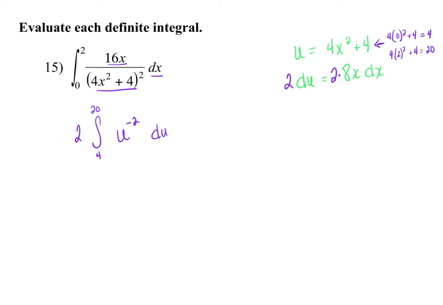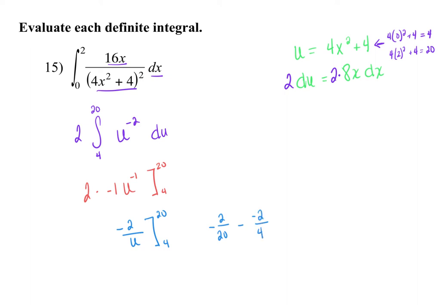So now I just have to take my integration. So 2 times my new exponent is -1, and I have to divide by -1 or multiply by -1. And I'm doing that from 4 to 20. All right. Now, remember, so multiply that 2 and -1. So -2 over u from 4 to 20. All right. So plug in a 20. So -2 over 20 minus -2 over 4.